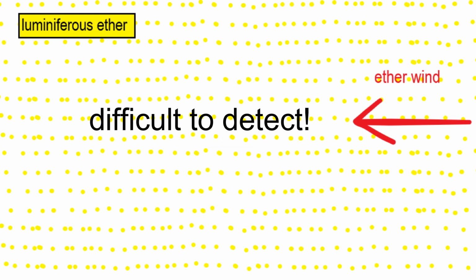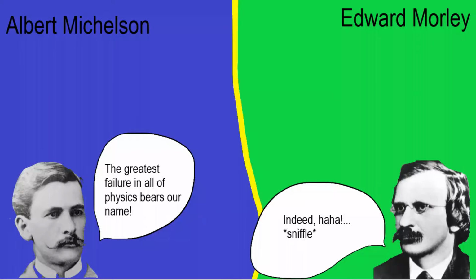Now, the ether itself was said to be very difficult to detect. It was invisible and didn't interact with much. And so, two guys set out to detect it. Albert Michelson and Edward Morley, in what would become known as the Michelson-Morley Experiment.